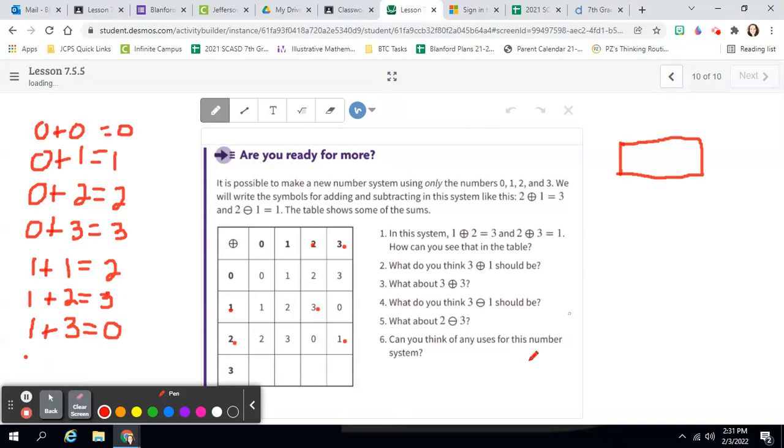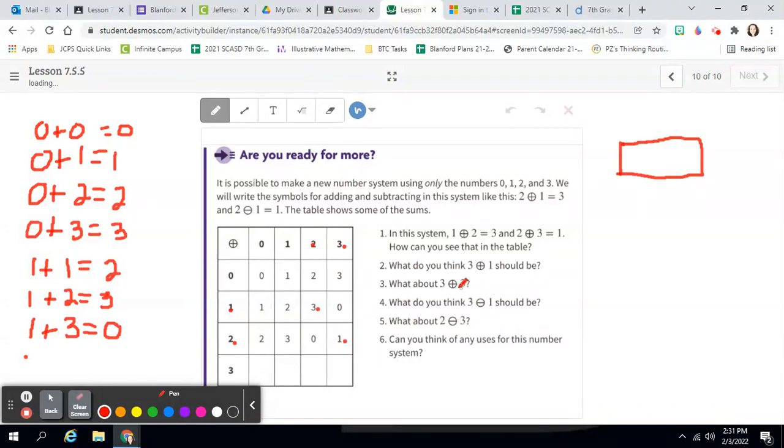Okay. So I've started making some notes for myself here, and I'm familiarizing myself with the table. In this, I know that it says in the system 1 plus 2 is 3. So I showed that 1 plus 2 is 3. And 2 plus 3 is 1.